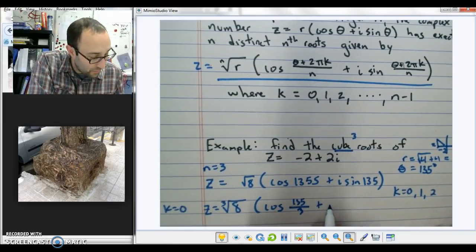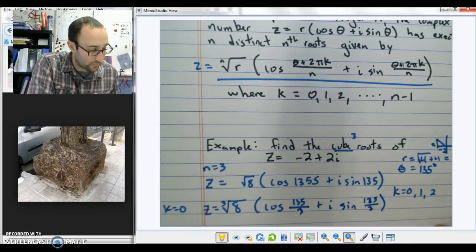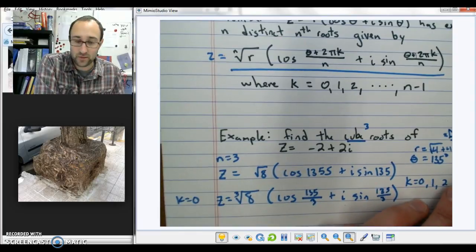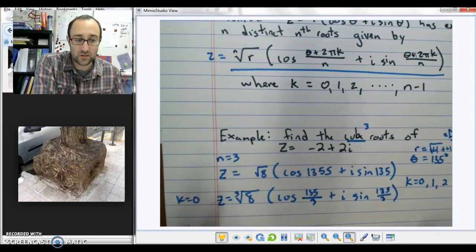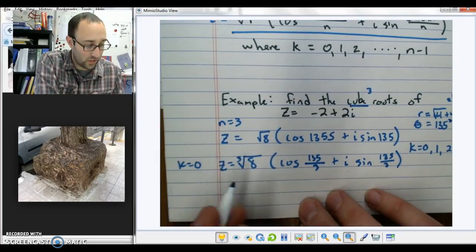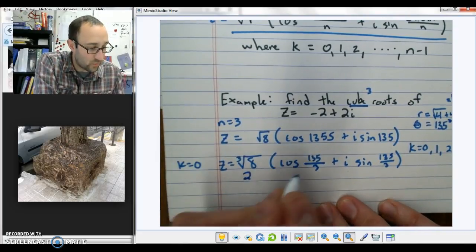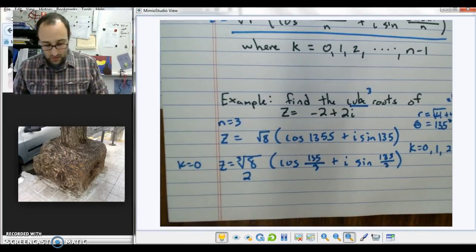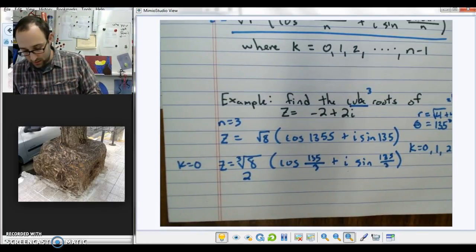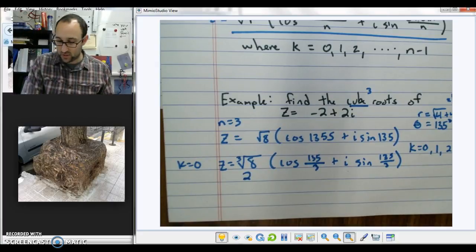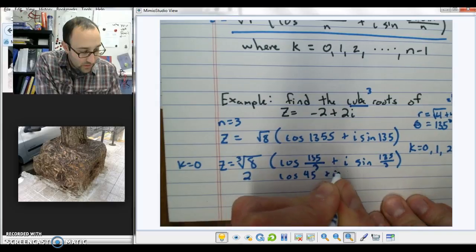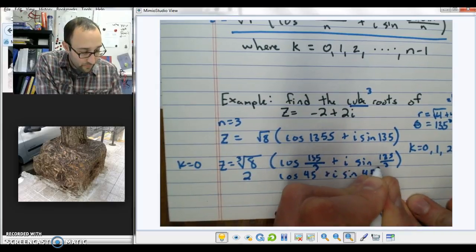And I'm going to also do plus I sine 135 over 3. Okay, now remember when I said don't take the square root down, the square root of 8? Well, what's the cube root of 8? It is 4. I'm sorry, it's not 4, it's 2. So it's going to be 2. And then we can take 135 and divide it by 3. And you get 135 divided by 3, and you should get 45 degrees. So it's really cosine 45 plus I sine 45.